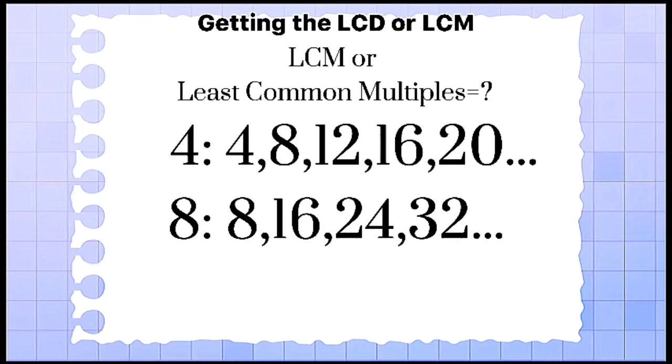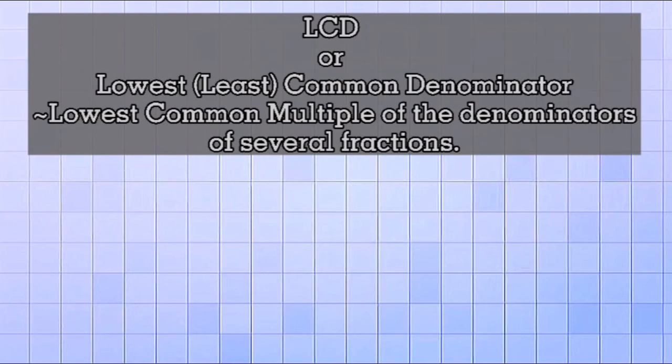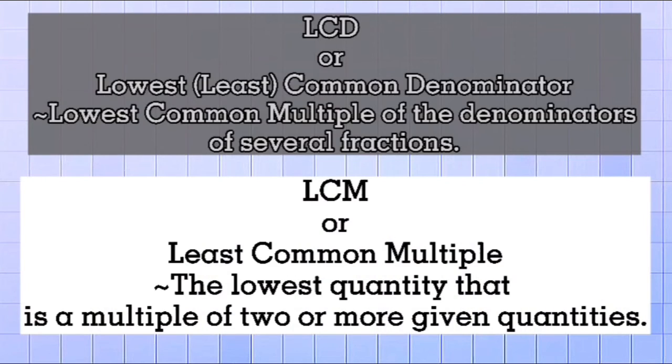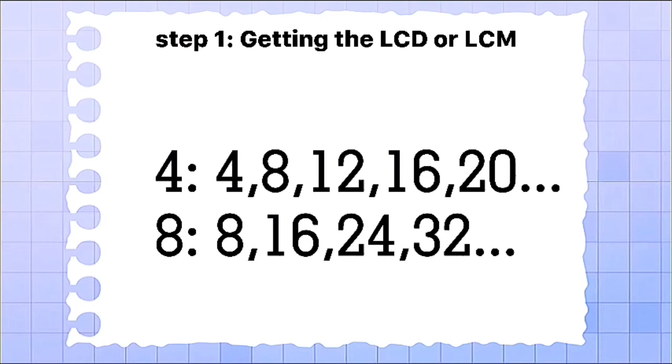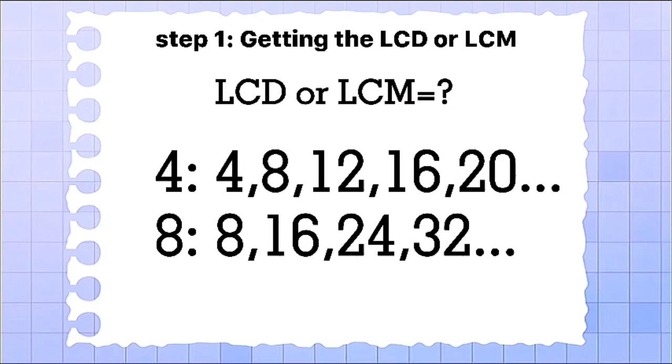I think you were curious about the LCD and LCM. LCD, or lowest or least common denominator, is the lowest common multiple of the denominators of several fractions, while LCM, or least common multiple, is the lowest quantity that is a multiple of two or more given quantities. Now, let us go back to our question. What is the LCD or LCM of 4 and 8? Yes, you're right. It's 8.